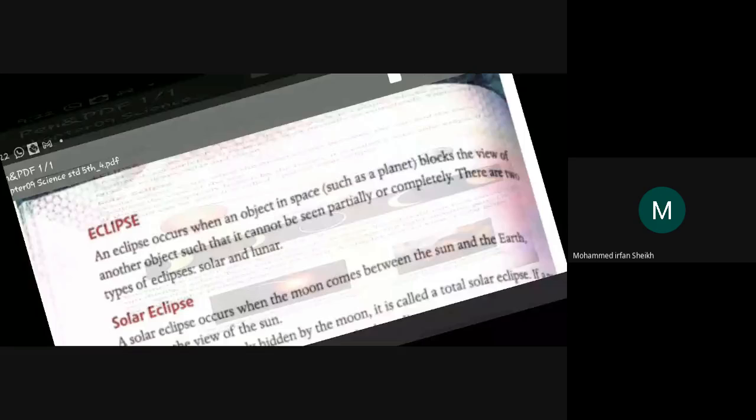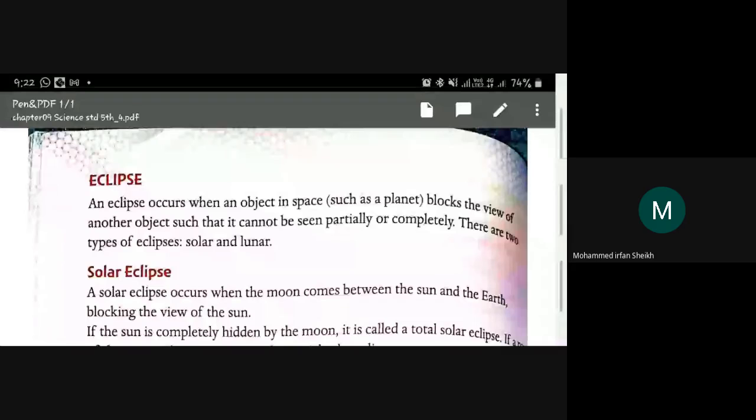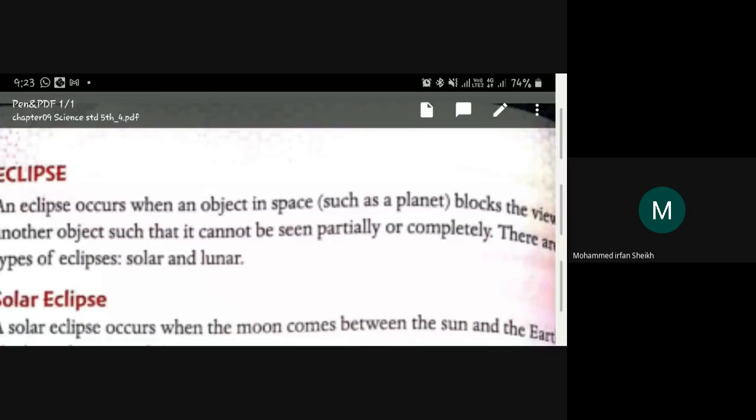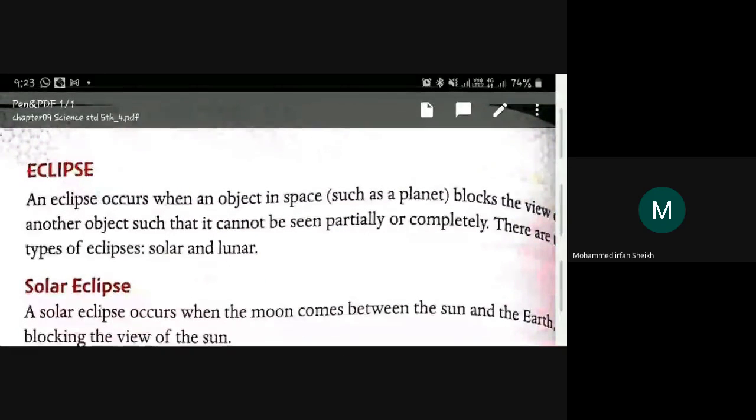Now read. Eclipse. An eclipse occurs when an object in space, such as a planet, blocks the view of another object such that it cannot be seen partially or completely. There are two types of eclipse: solar eclipse and lunar eclipse.